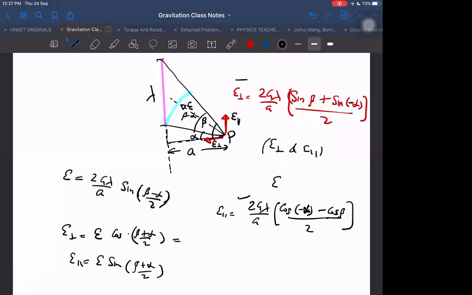Then we should be getting the same 2G lambda by A into sine of (beta minus alpha)/2 into cos of (beta plus alpha)/2. Now you use the same only this. Are you getting the same? Yes, we should be getting the same. This is another way to do it.